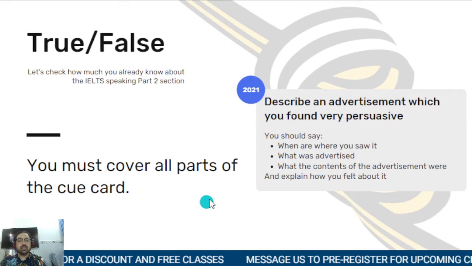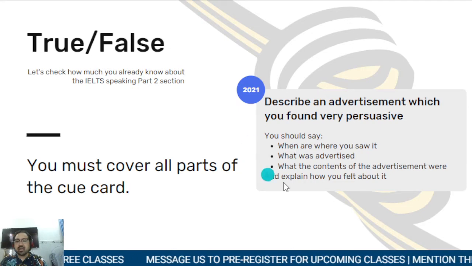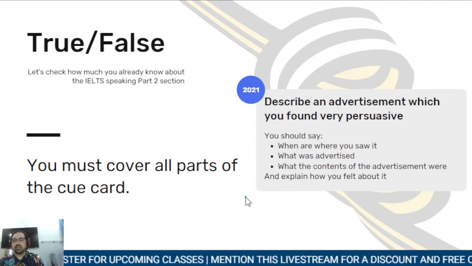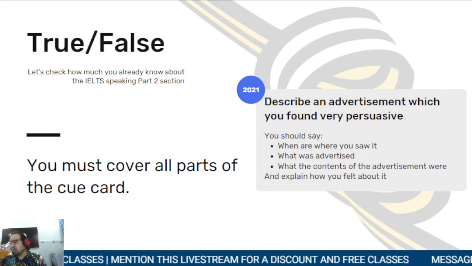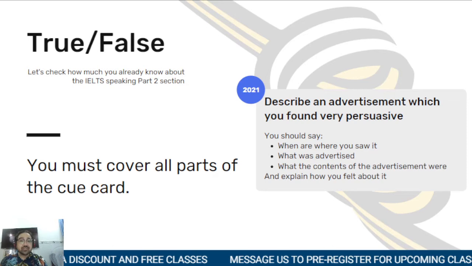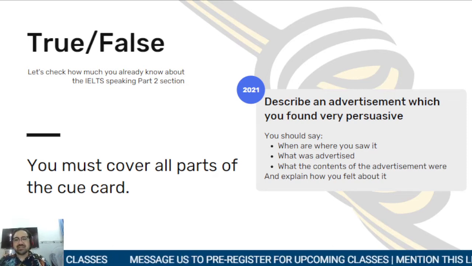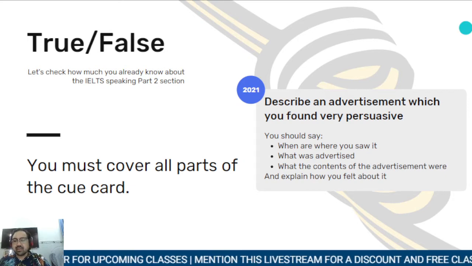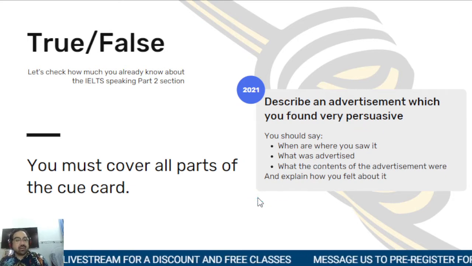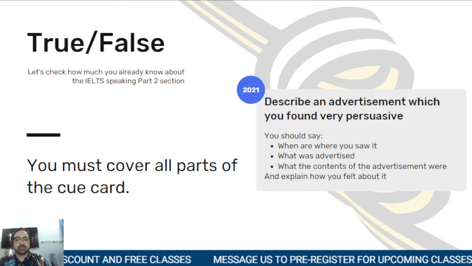You must cover all the parts of the cue card. True or false? It's false. Yeah, it's actually false. You do not have to cover everything that's in that cue card.